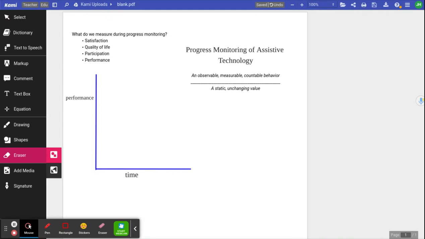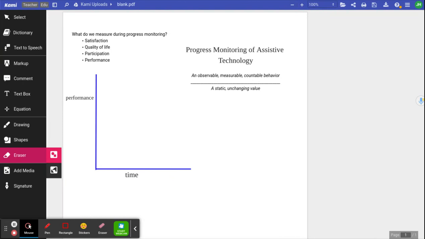So we're going to use text to speech as an example. So our observable, measurable, countable behavior is going to be the number of questions correctly answered after reading grade level text. So we're going to look at, hopefully, an IEP goal. So let's say the IEP goal says, after using text-to-speech supports when reading a grade level book, student will answer 4 out of the 5 comprehension questions correctly.